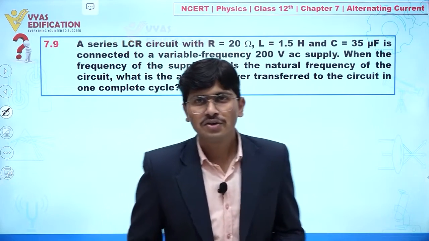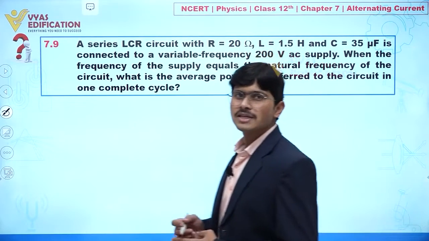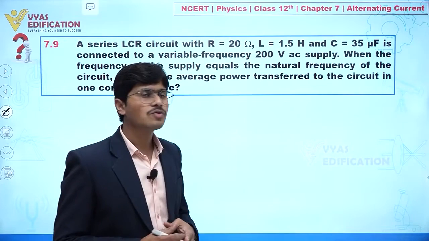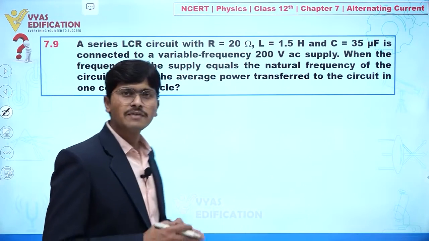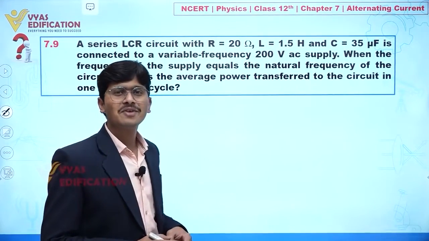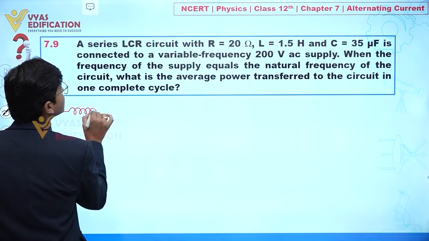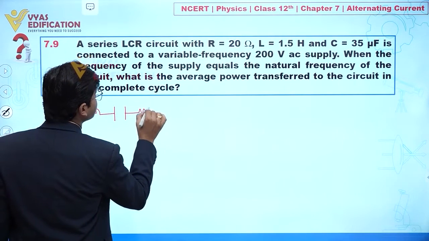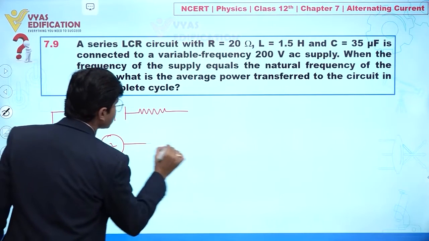Now student, we are going to discuss this question number 7.9, and in this question it is given to you a series LCR circuit with R equal to 20 ohm and L equal to 1.5 Henry and C equal to 35 microfarad is connected to a variable frequency 200 volt AC supply. Clear? So now you can see, let's suppose here we have inductor, here we have capacitor, and let's suppose this is resistance. Clear? And it is connected with an AC source, this is the AC source.